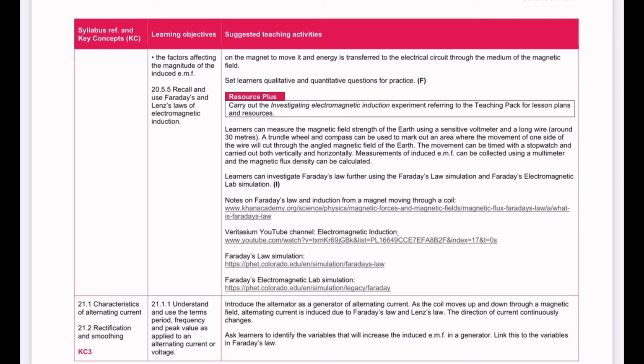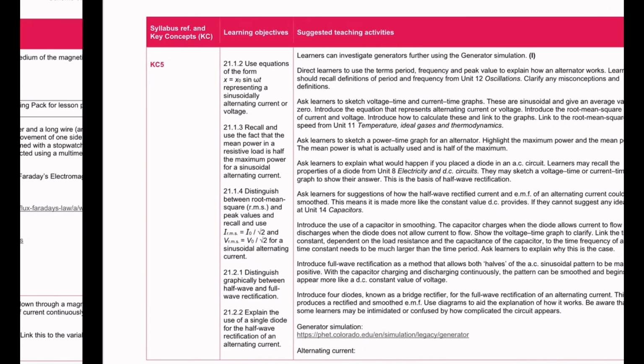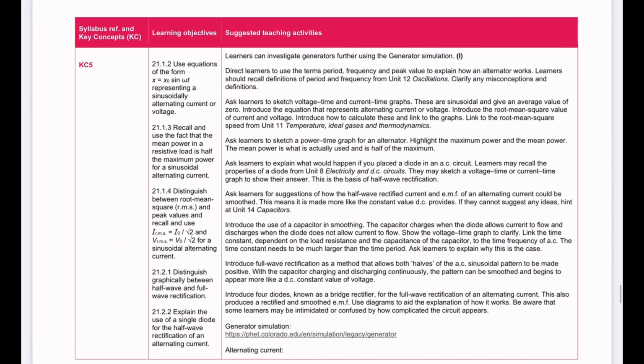Key concepts. 21.1. Characteristics of alternating currents. 21.2. Rectification and smoothing. Key learning objectives. 21.1.1. Understand and use the terms period, frequency, and peak value as applied to an alternating current or voltage. 21.1.2. Use equations of the form x = x₀ sin ωt representing a sinusoidal alternating current or voltage.